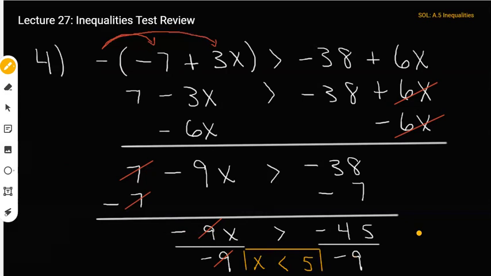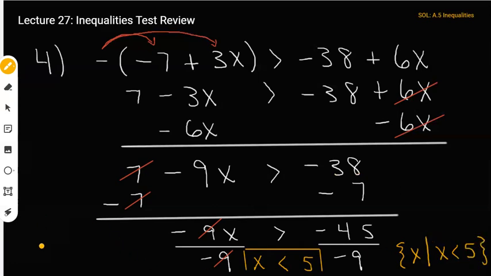Okay, so when I do that, the x comes down, and negative 45 divided by negative 9 is positive 5. And since I'm dividing by the negative, I have to flip the sign. So instead of being greater than, it's now less than. So my solution set is going to be all the x, such that x is less than 5.